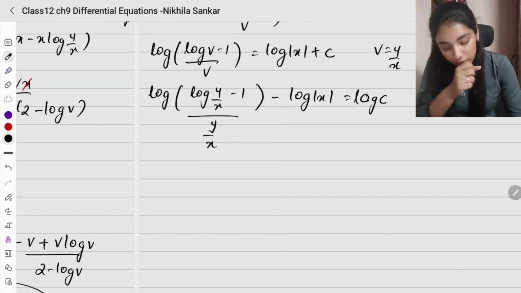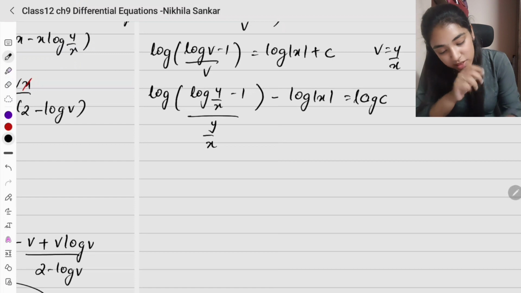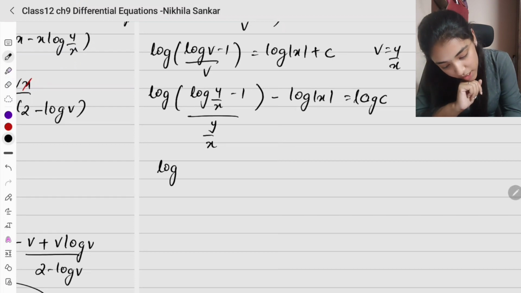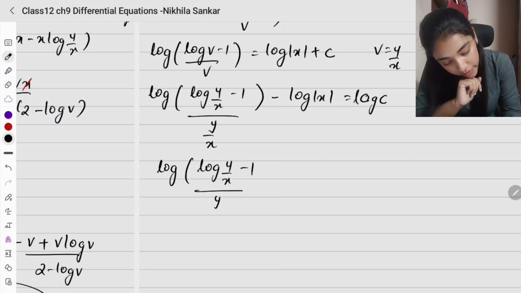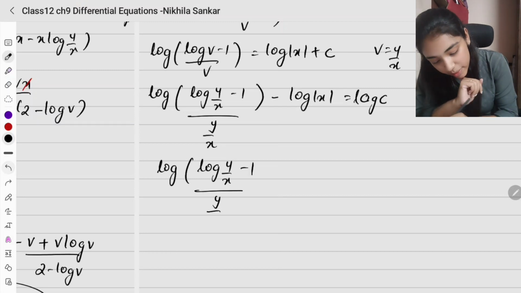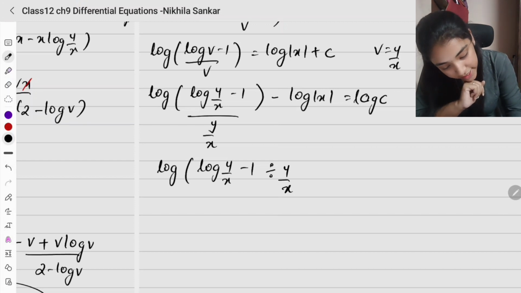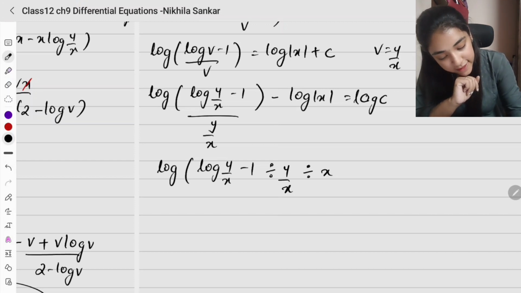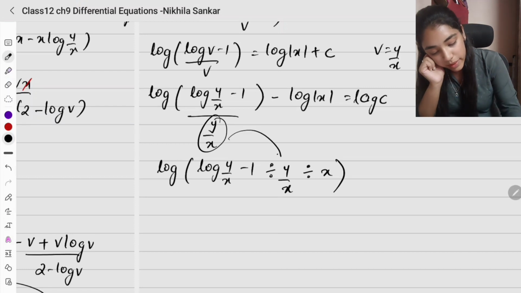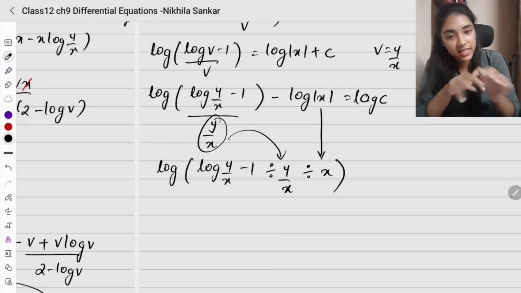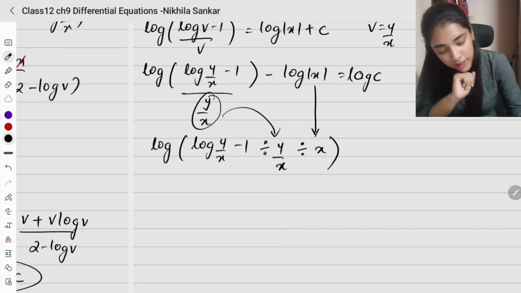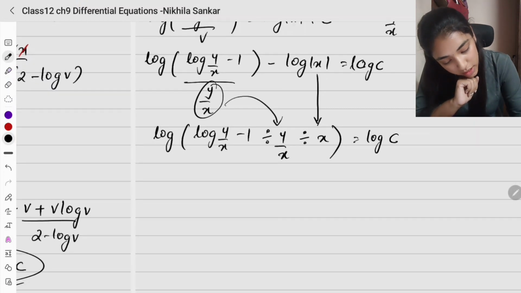Okay, now I'm going to have log a minus log b. So can I make it log of a by b? So log of log y by x minus 1, the whole divided by y by x, divided by x. How do I write this? The whole divided by y by x, divided by x. I have written this whole divided by y by x like this, and this divided by x like this. Okay, now this is nothing but log c.